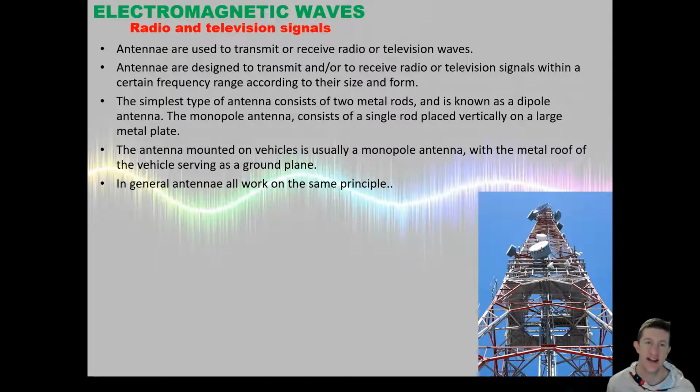The simplest type of antenna that we can have consists of two metal rods and is known as a dipole antenna. You often used to see these on TVs, or maybe you've seen them in the retro movies, like what they call the bunny ears. So it'd be like the little V with two single wires and you can move them around. A monopole antenna consists of a single rod placed vertically on a large metal plate. And this is what we usually see on cars all the time. You see the little antenna sticking out from around sort of the bonnet area. And the antenna sticking out is the rod, and the roof of the vehicle ends up simulating that ground plate. So it creates this antenna system.